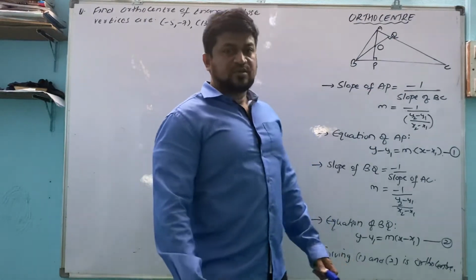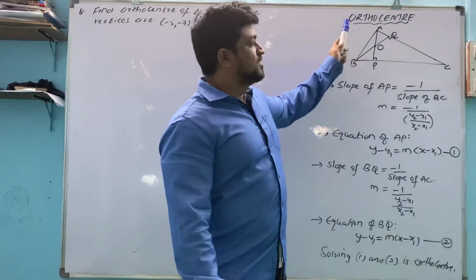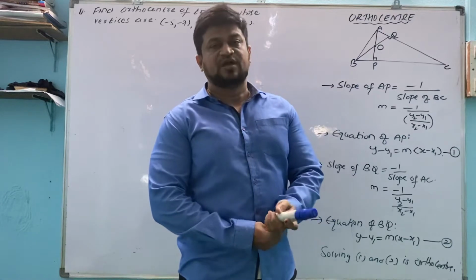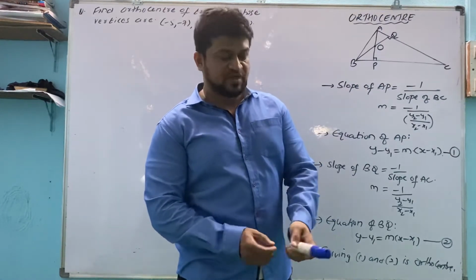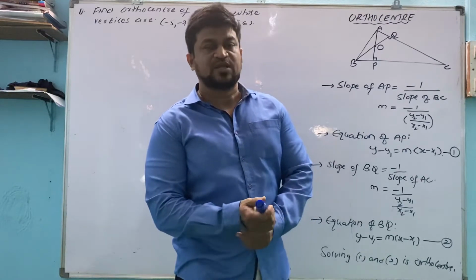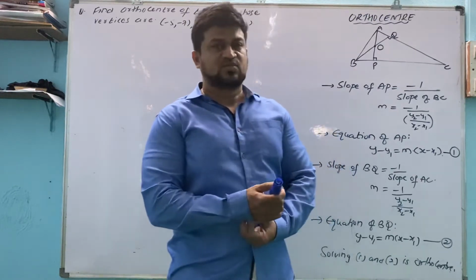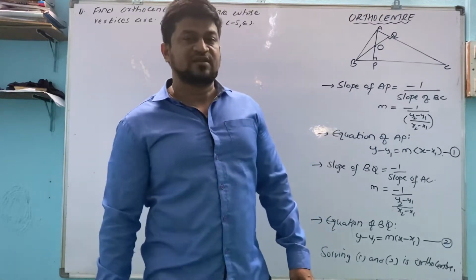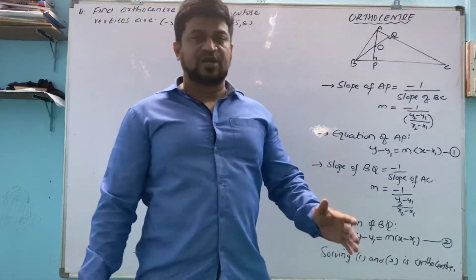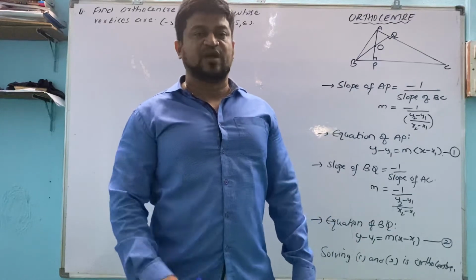Most important topic, for first years. In the previous class, we did circumcenter problems. To find the circumcenter, we use SA square equals SB square, and SA square equals SC square, or SB square equals SC square. Solving two equations. If lines are given, we have to solve 1 and 2, 2 and 3, 1 and 3, and find the vertices.